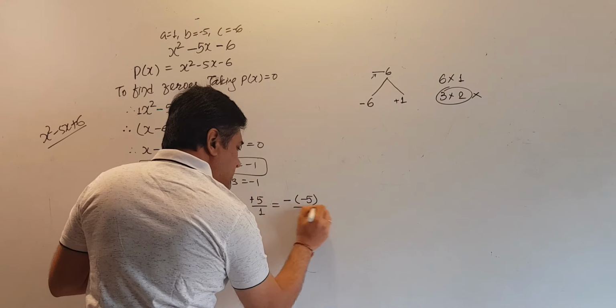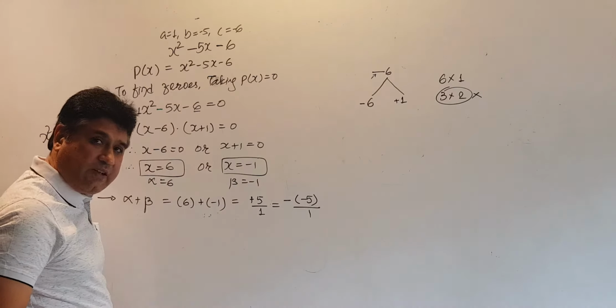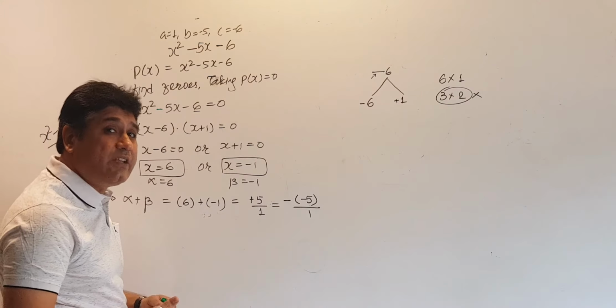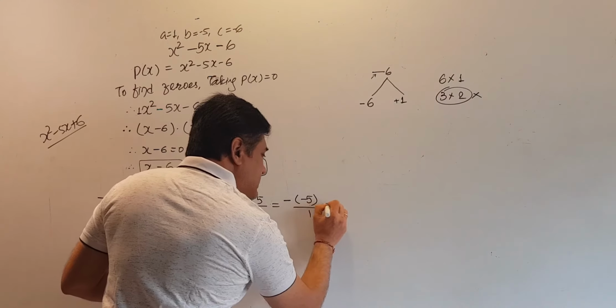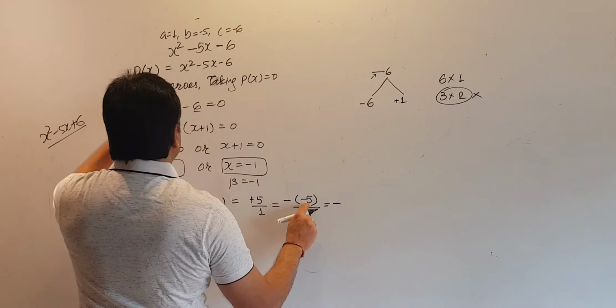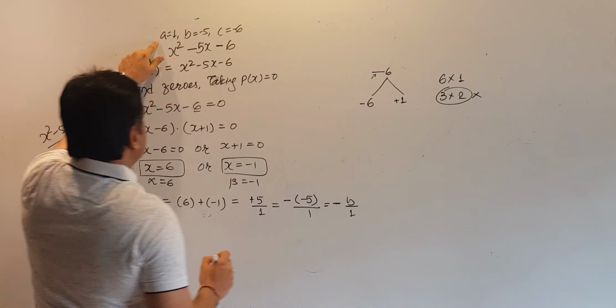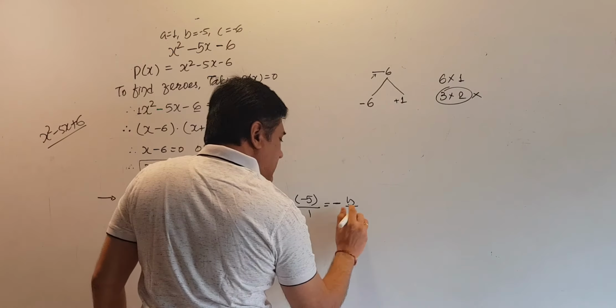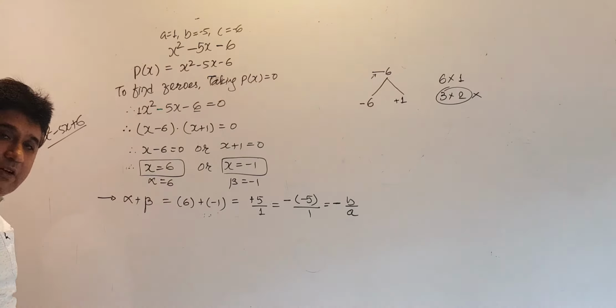Minus 5 upon 1. Can I write like this? Minus 5 is plus 5. So I am not changing the values, I am changing the format. Okay, now minus sign will remain same. Minus 5 is what? B, and C is what? Means A is what? 1. So minus B upon A is what? Alpha plus beta. That we have proven.